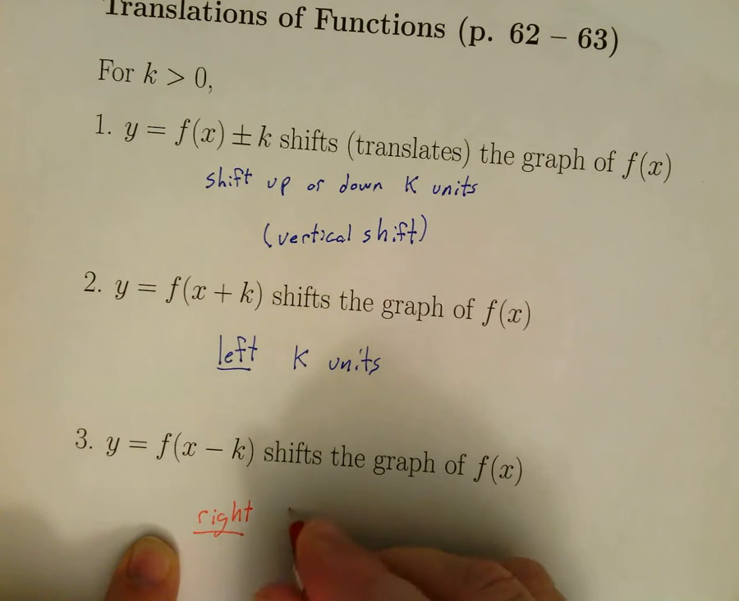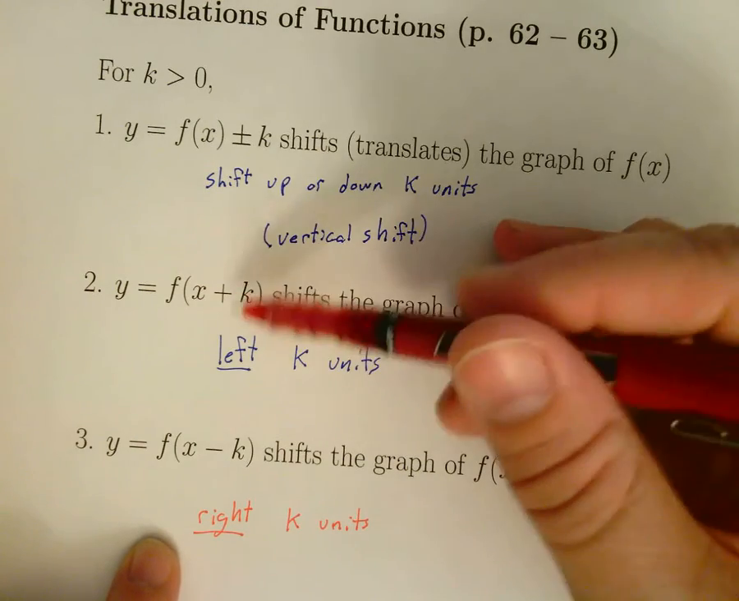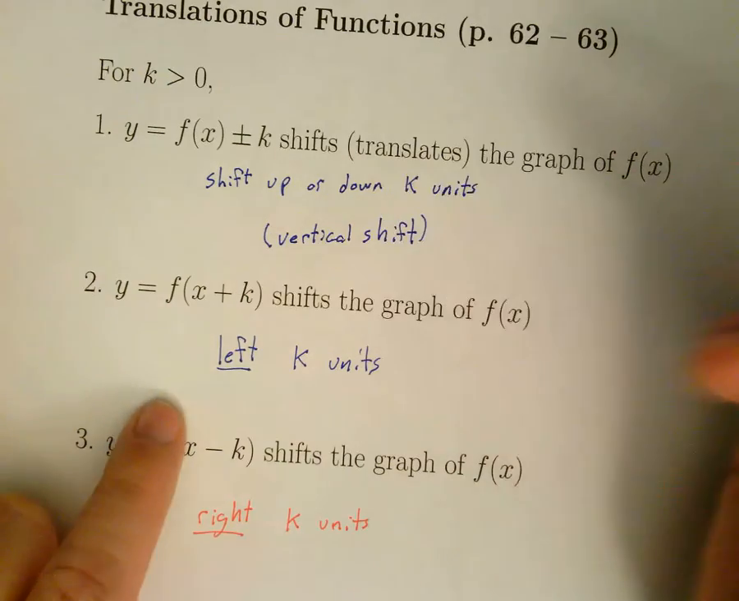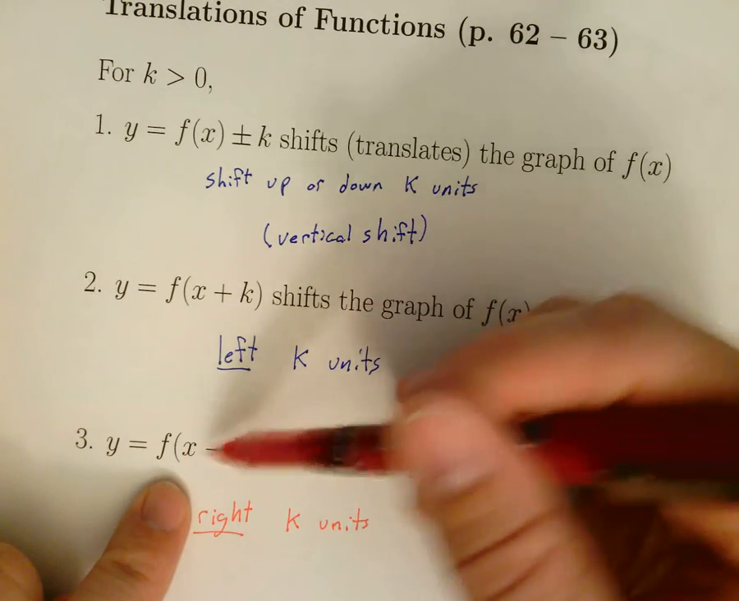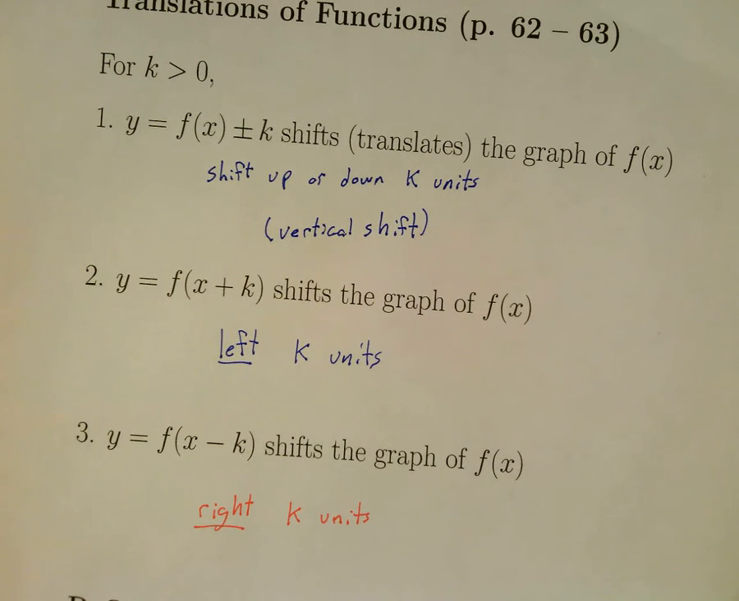k units. Now what's happening here is that what you can think of it is, why is it the left? It's because I have to put a negative k to make that 0. You know, that's the way I kind of think of it. And I got to put in a positive k to make that 0, so it goes to the right.